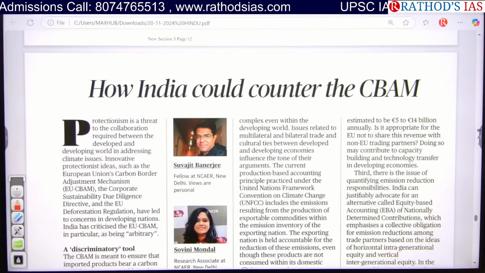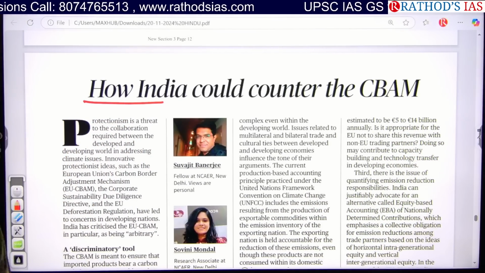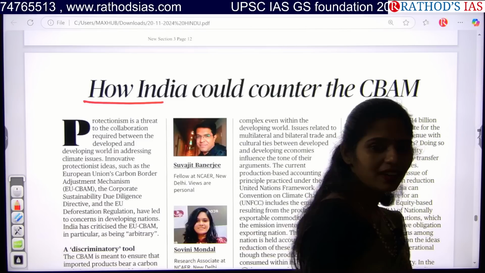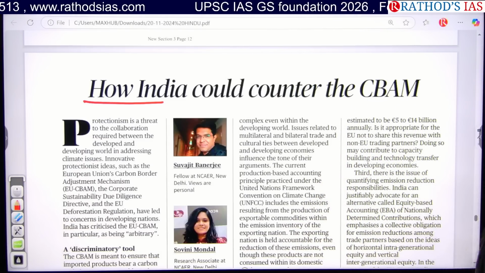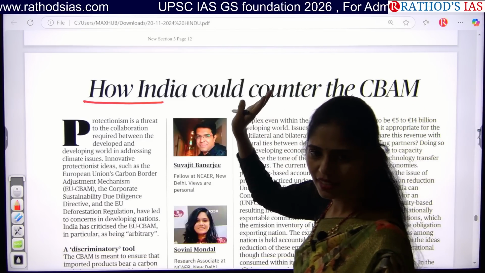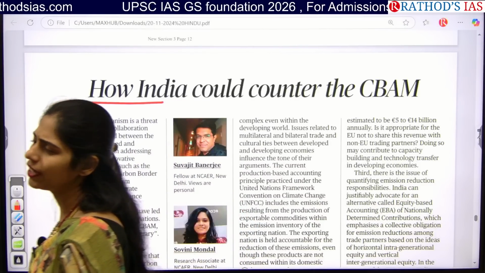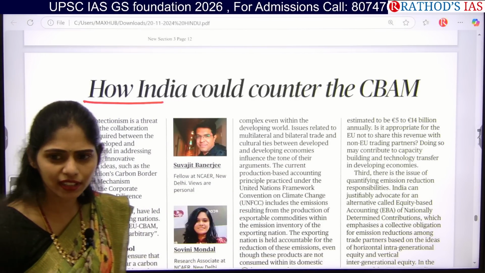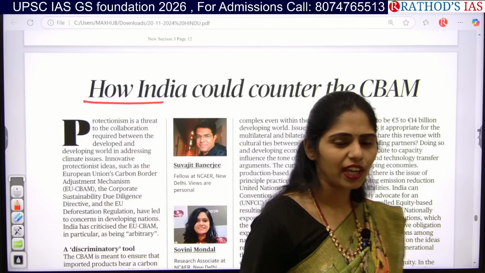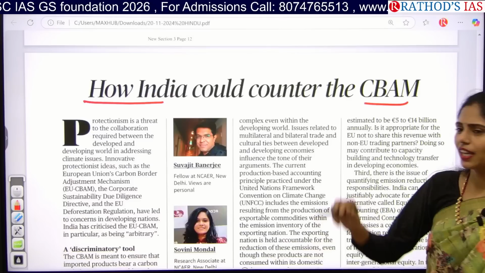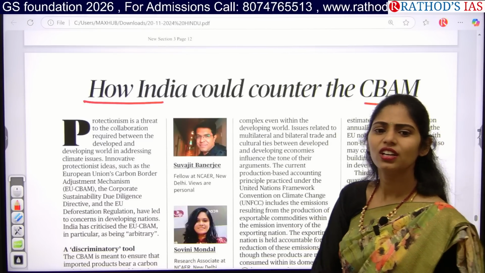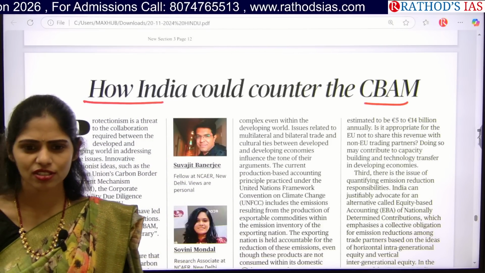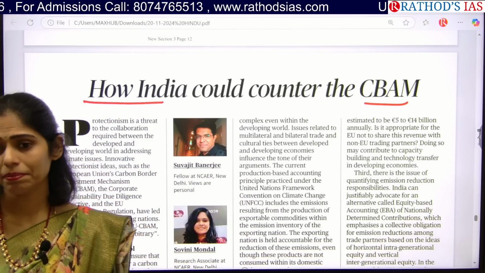Okay, see this article: how India could counter CBAM. What is CBAM? Carbon Border Adjustment Mechanism. Which country came up with this? When did it come up with this? In October 2024, and in which year is it going to be implemented? 2026. Because of the implementation of CBAM, why do we have to discuss it in our class? How will it impact India?